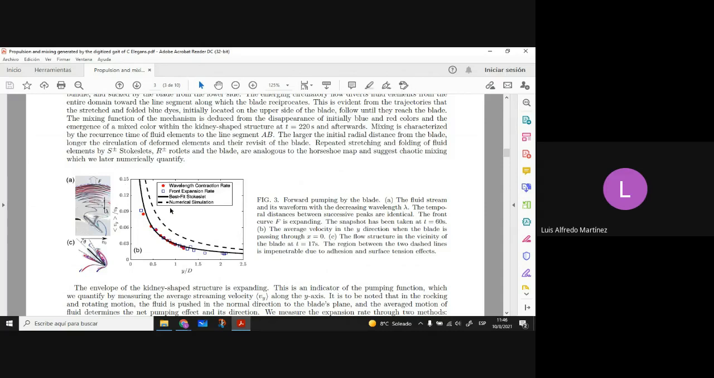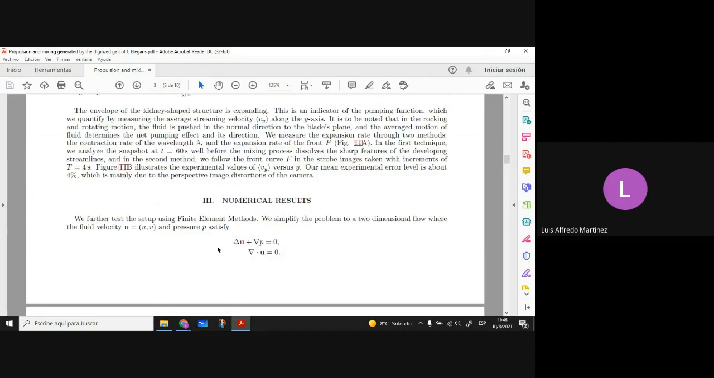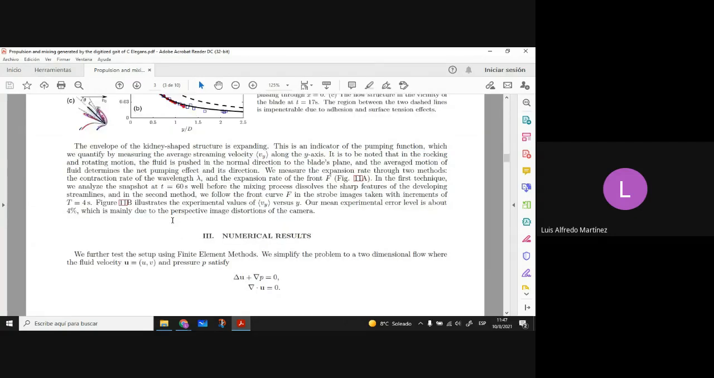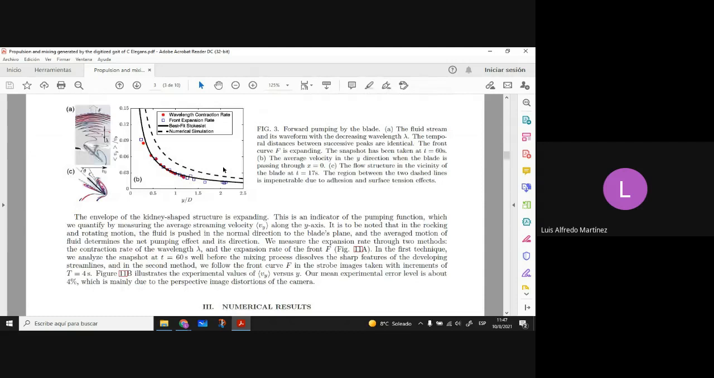The numerical simulation is shown too in this figure, the experimental result is here, and the numerical simulation is here. In this paper, the numerical simulation is explained and uses the Navier-Stokes equation with specific boundary conditions. The numerical simulation is near the experimental result.